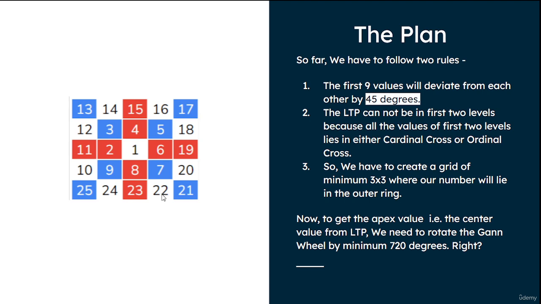Now to get the apex value, the center value, from the LTP, we need to rotate the Gann wheel by minimum 720 degrees. So let's say our 5152 lies here, and we can easily visualize our support and resistance. Our apex value, which is 1, has to be reached by a minimum of 720 degrees: 360 degrees will go to here and 360 degrees will go to here.